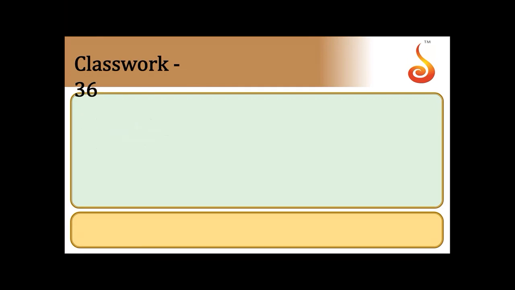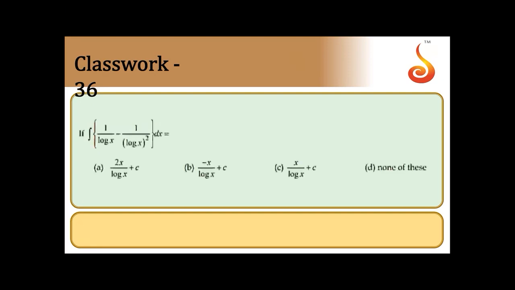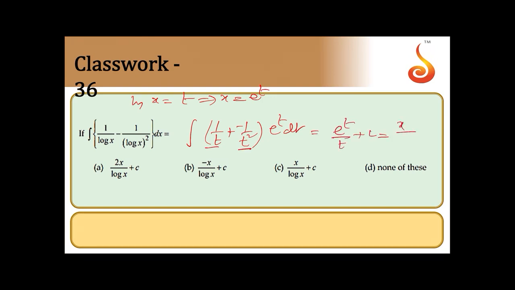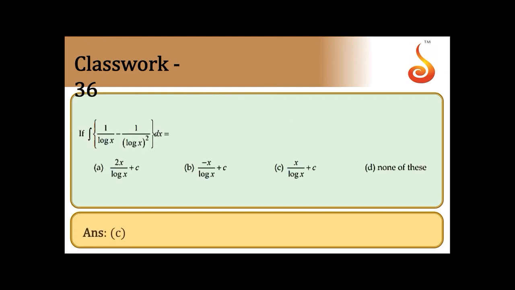Coming to the next one. This one is the same as the previous one. Substitute log x equals t. Log x is t means x is equal to e power t. So we get e power t dt, and this is nothing but the integral of (1 by t minus 1 by t square) multiplied by e power t dt, which is f of t and f dash of t. So e power t by t plus constant. E power t is x, divided by t which is log x, plus constant. So x by log x plus constant. Option is C.